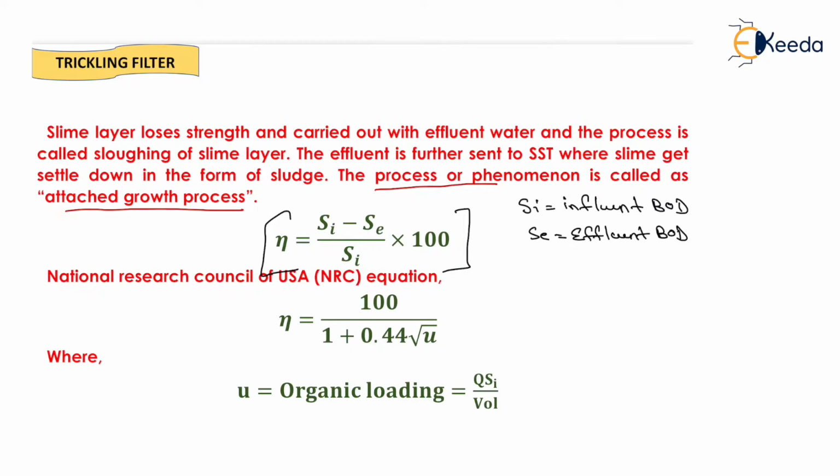But if in the question they want us to calculate the efficiency of the trickling filter and no formula or method is mentioned, then we will go for the NRC equation, that is the National Research Council of US equation, which is given as 100 upon 1 plus 0.44 root U, where U is the organic loading in kg per meter cube per day. Generally we need to put the value of U in kg per meter cube per day, and it will be equal to discharge into influent BOD divided by volume of trickling filter. Clear to all?